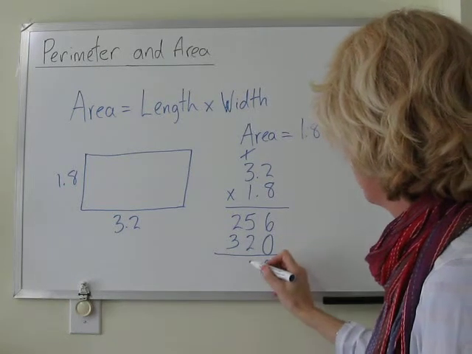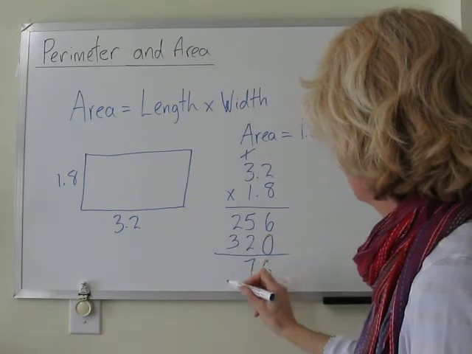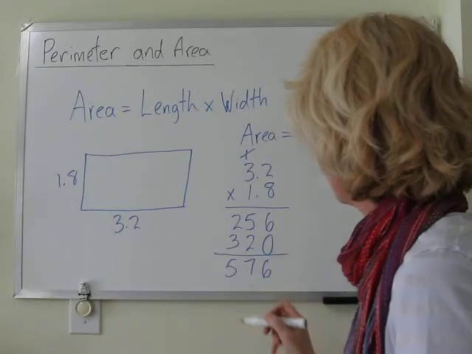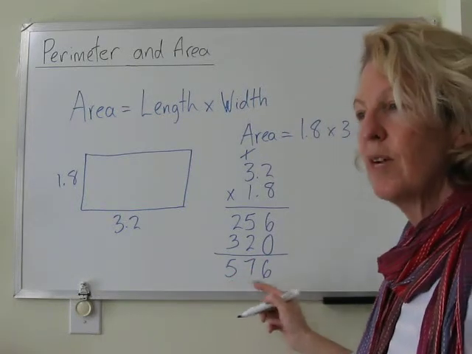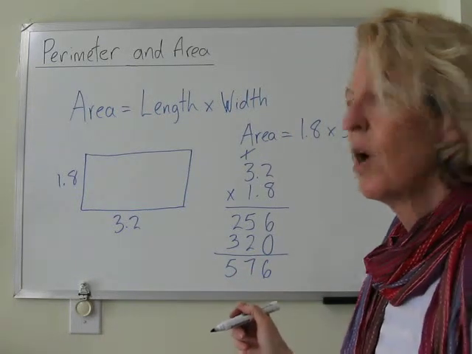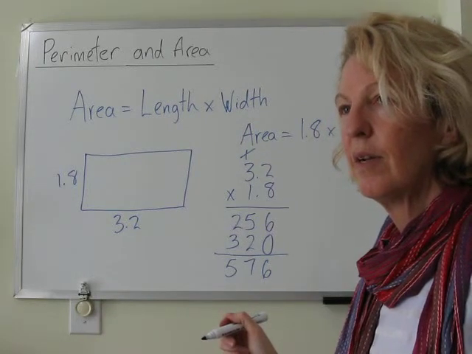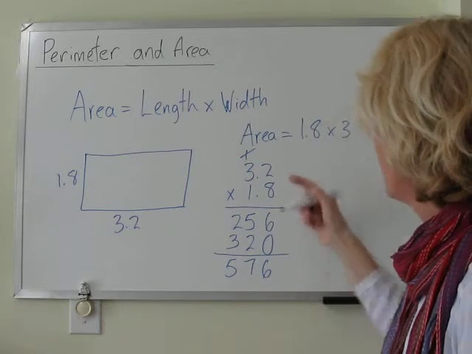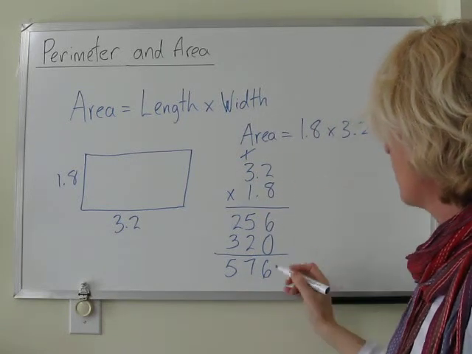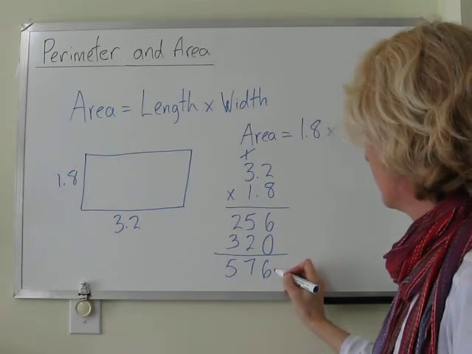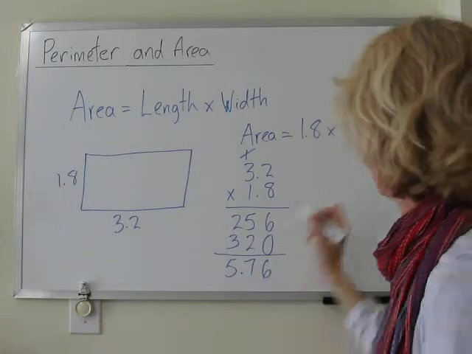5 and 2? 7. And 2 and 3? 5. Now, is our answer 576? No. What's our answer? 5.76. Yes, it is. Because we have 2 decimals here. So how many decimals do we have in our answer? 2. 1, 2. Decimal goes right there.